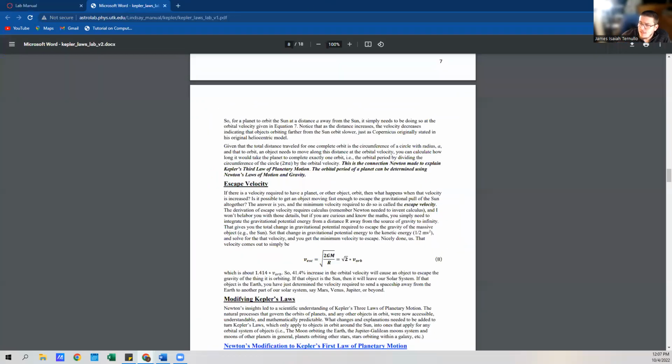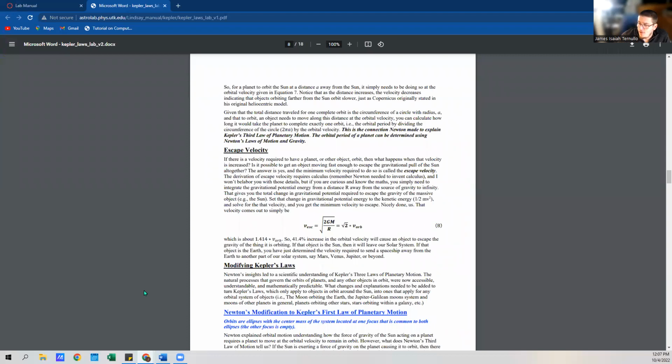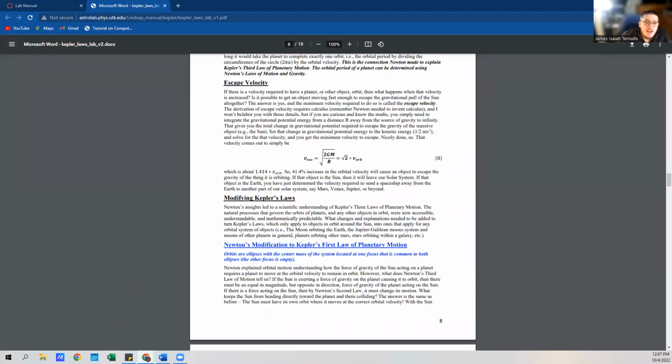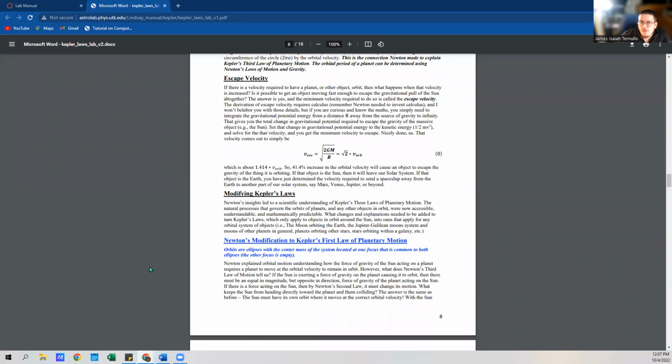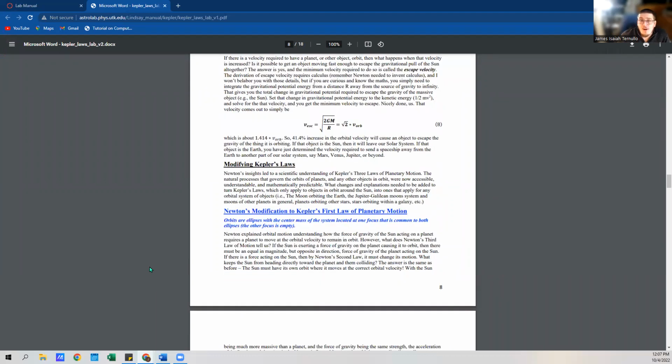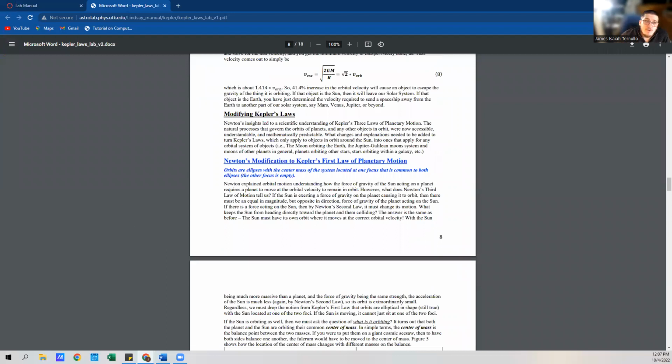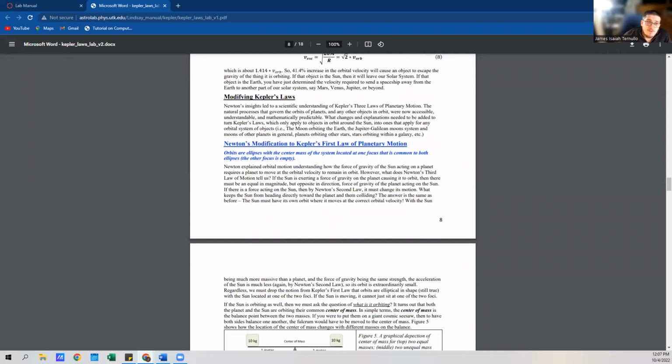So with that little sidebar, I want to move on to Newton's modifications. What I really want to do is just briefly mention how Newton modified these three laws. For Kepler's first law, Newton's modification took the form that the orbiting bodies orbit the center of mass of the system.